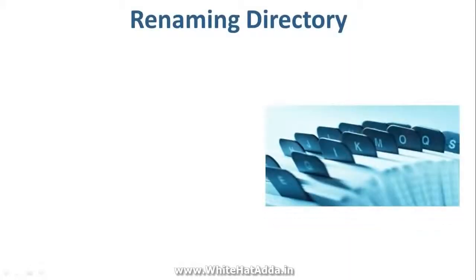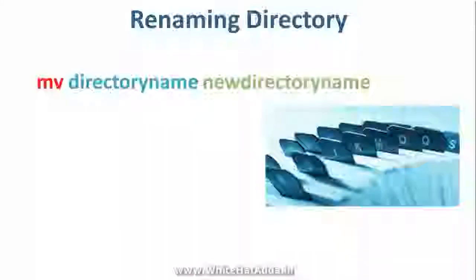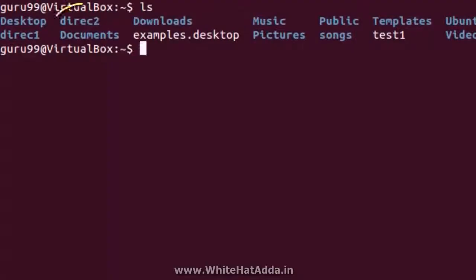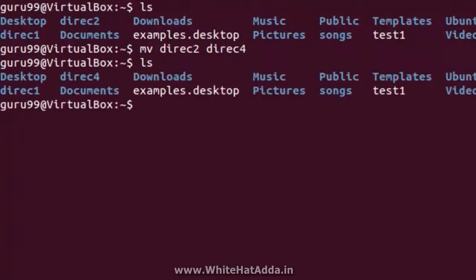For renaming directories, use the mv command which we covered earlier. Now, we would like to change the name of direct2 directory to a new one. For this, we need to run the mv command. This is how we would do it. On running the ls command, we would see that the direct2 directory has been renamed as direct4.